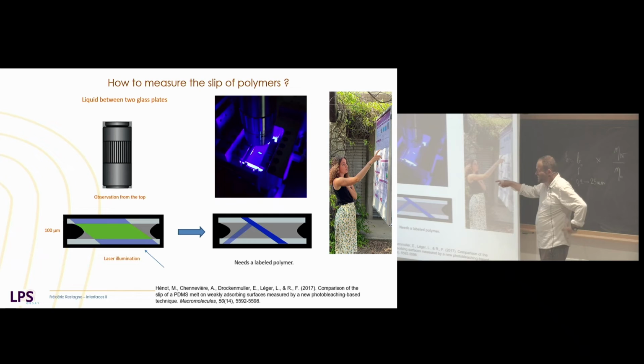The question that we want to answer with Suzanne is this: here we have a system where the slip length increases because entanglements increase the viscosity, but what happens with a fluid where we increase the viscosity by going closer and closer to the glass transition temperature? That's the question of how the glass transition temperature affects the slip length.